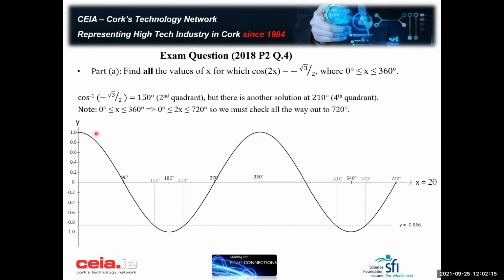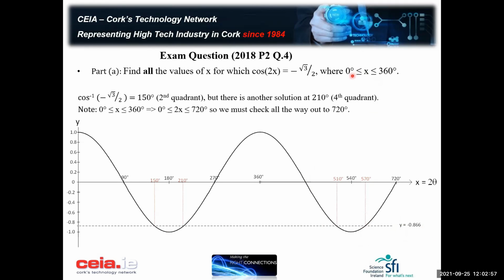Right, so if we plot the cosine here and look at the value minus root 3 over 2, see where our cosine function intersects root 3 over 2, we see that as expected, it intersects it at 150 degrees, but it intersects it again at 210 degrees. However, this is a periodic function, so it happens again at 510 degrees and 570 degrees, and it'll happen again another 360 degrees later.